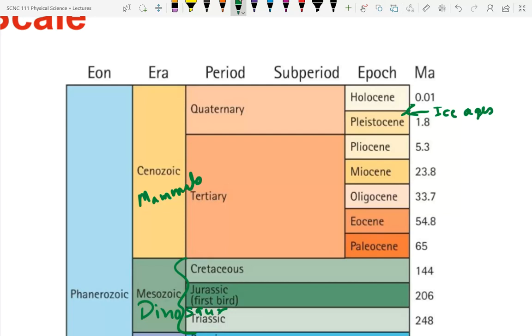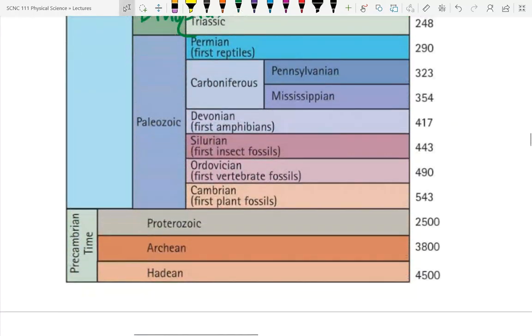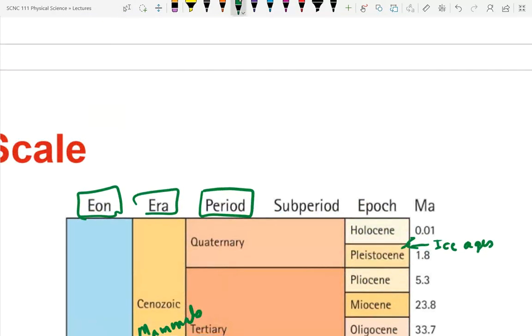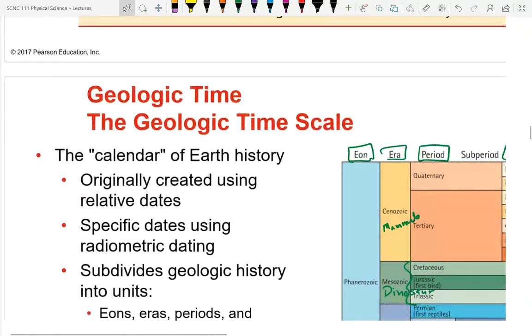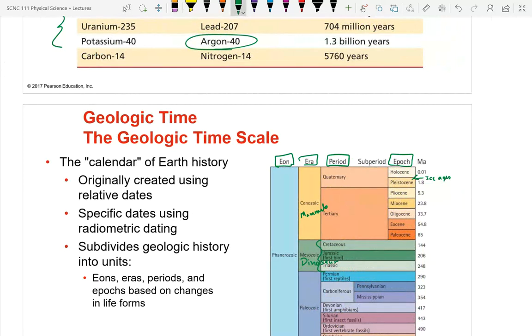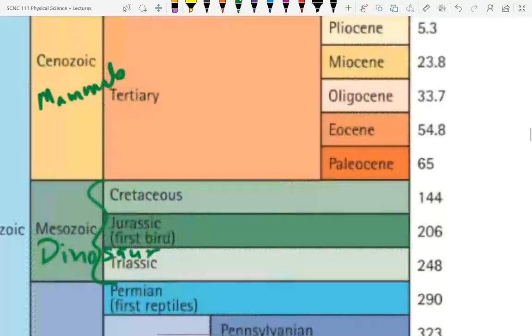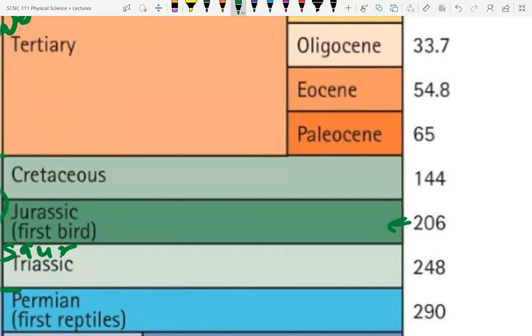Eons are your oldest. Eras, then periods. And so the work we did in lab was looking at the periods here in the Paleozoic. And then the epochs are the smallest region. So that is the way of dating, and these have dates with them. So when you say it's, well, let's just choose Jurassic. When you say it's Jurassic, you're saying that's the layer that's above Triassic, younger than Triassic, but older than Cretaceous. And then looking at these numbers, you could say, oh, yes, the Jurassic is in that time period.